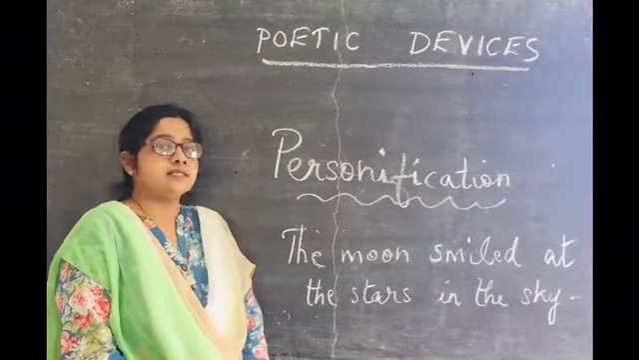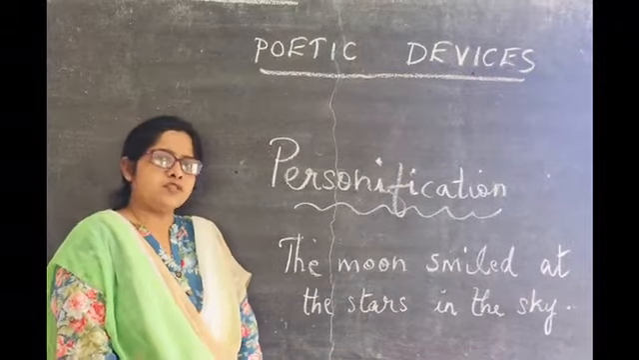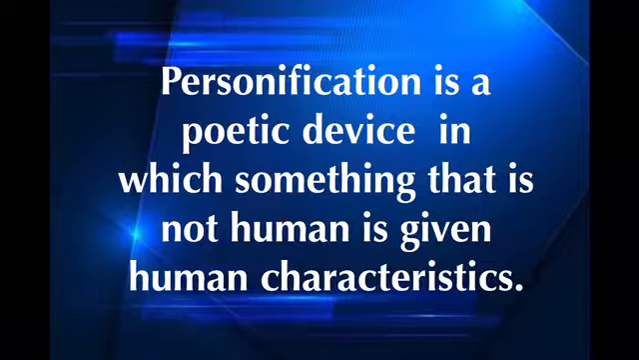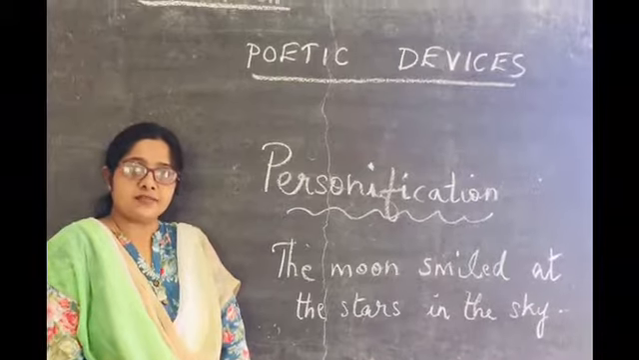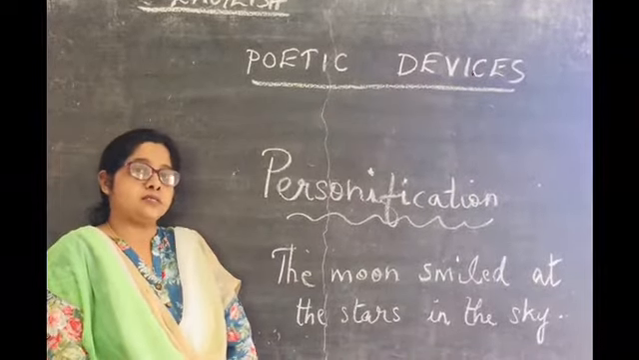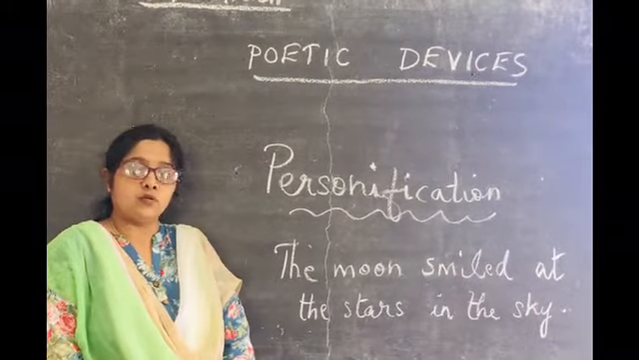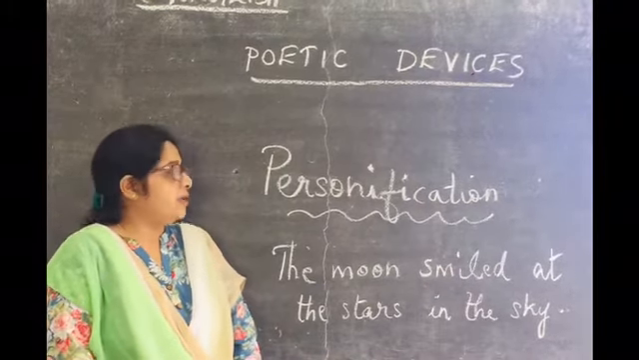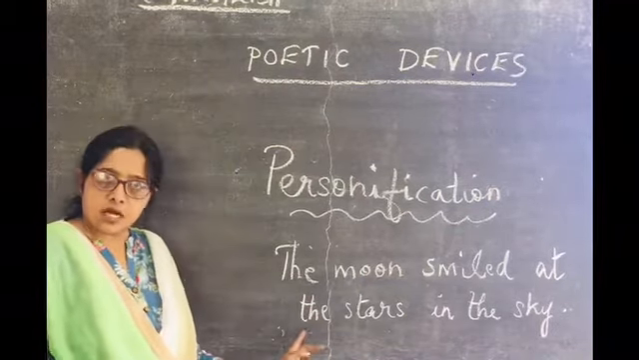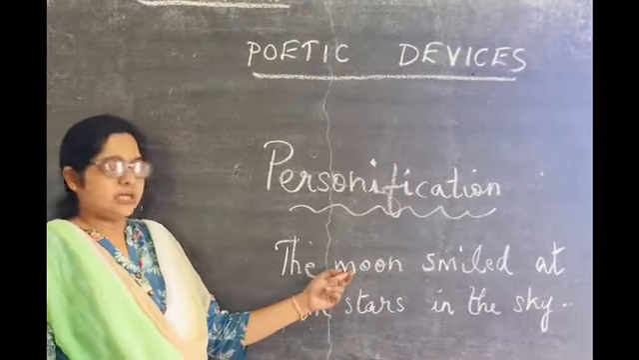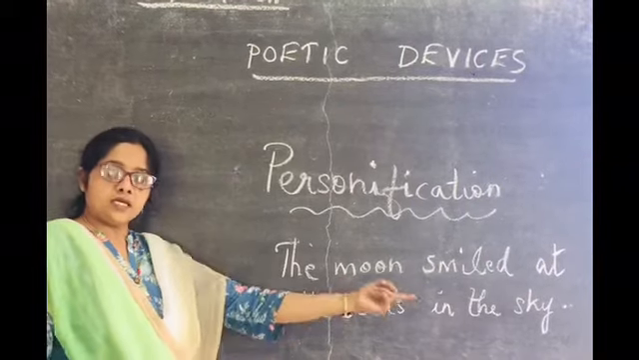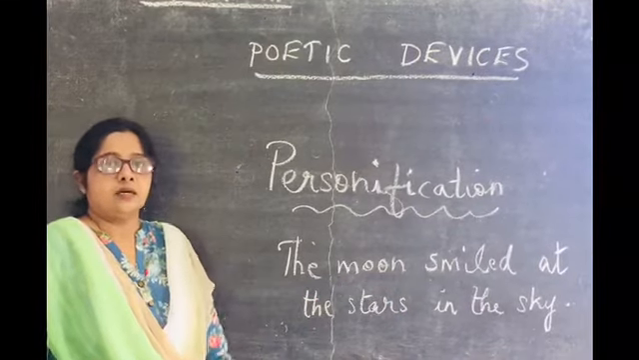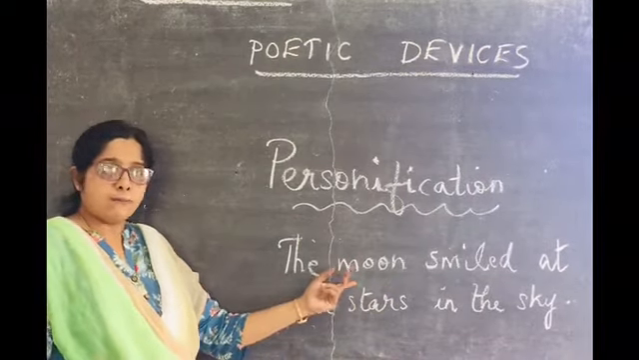Okay, the next poetic device we are going to learn is personification. In personification, a non-human thing is given human characteristics. So a non-human or inanimate object is described as having some person's qualities or having some human qualities. For example, in the line, the moon smiled at the stars in the sky, you can see the moon is given the human quality of smiling. So the moon is described as smiling, or the moon smiled is a personification. Here the moon is personified.